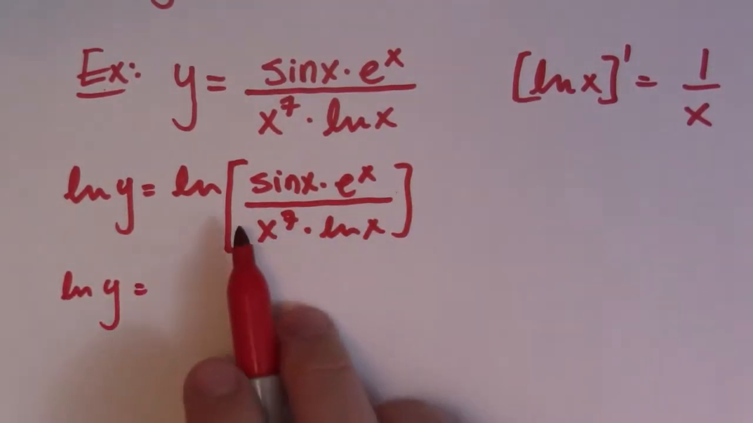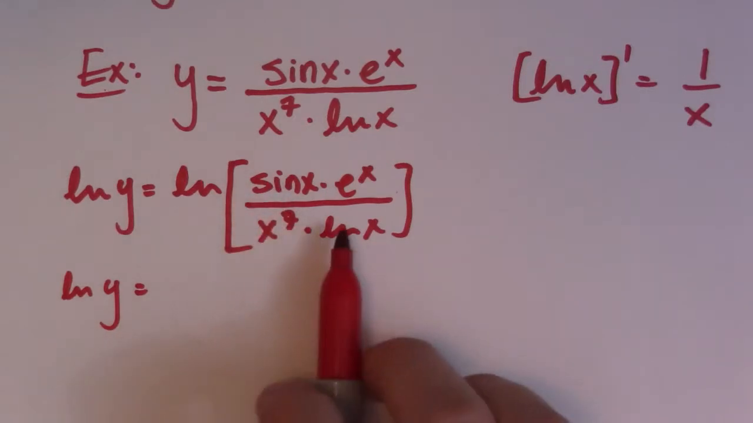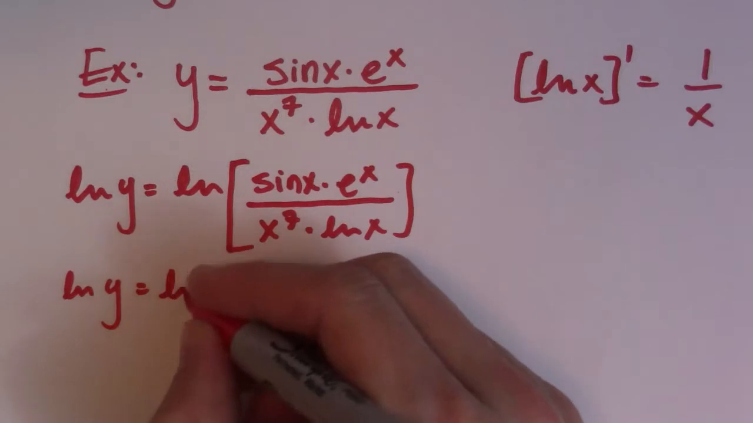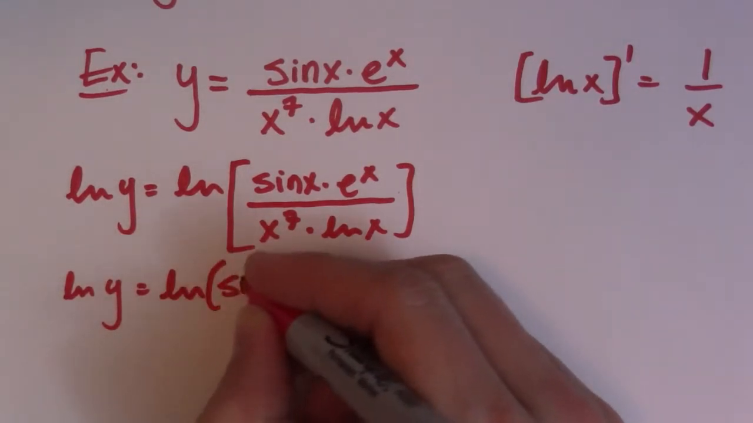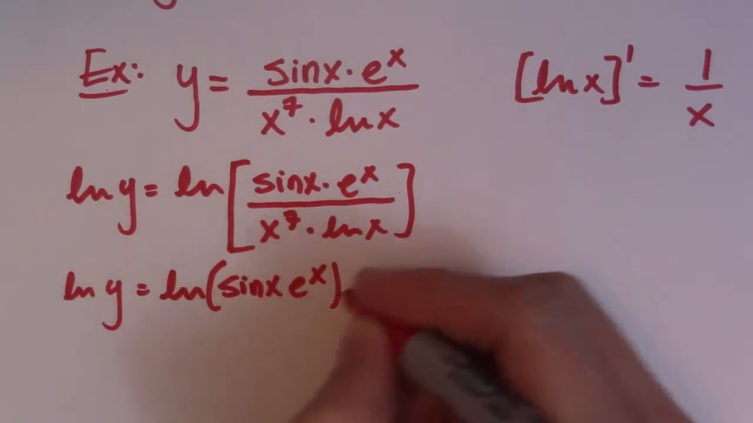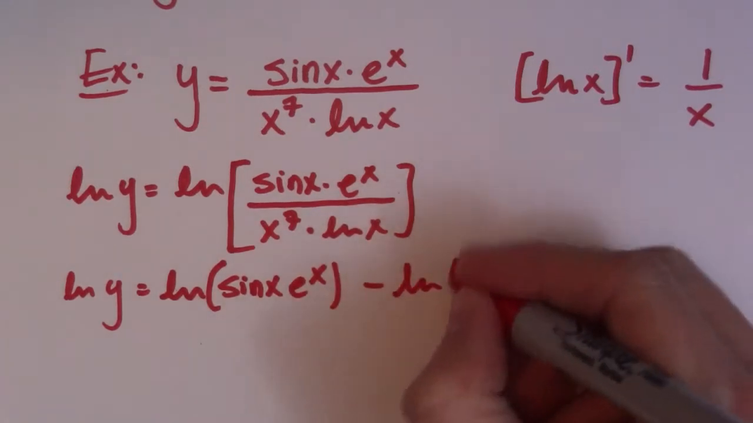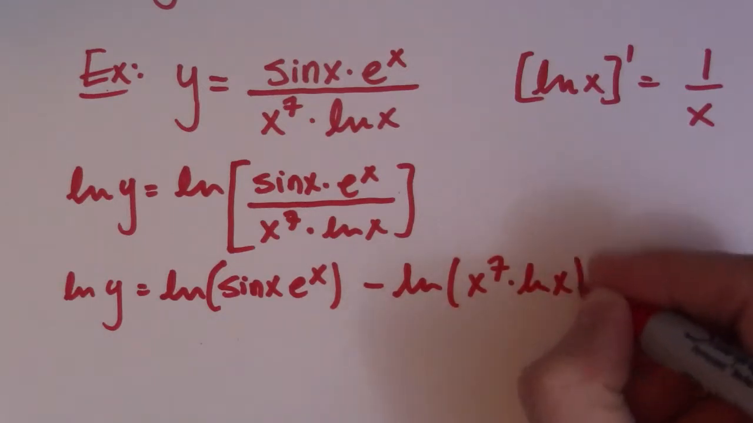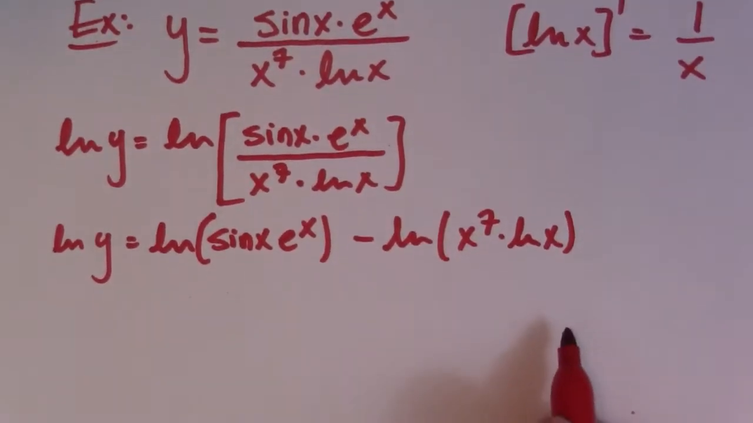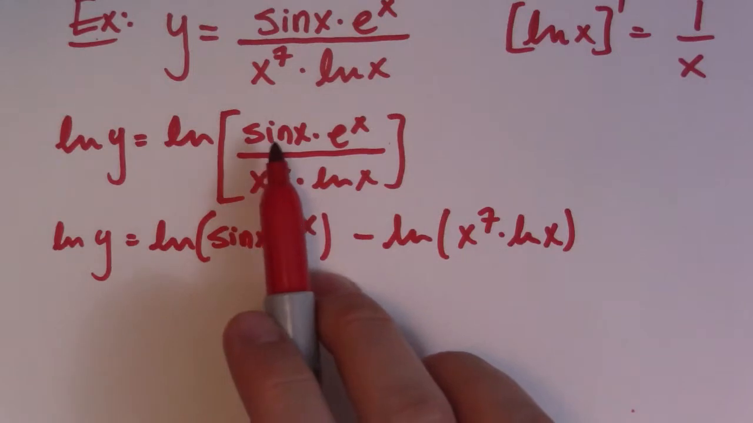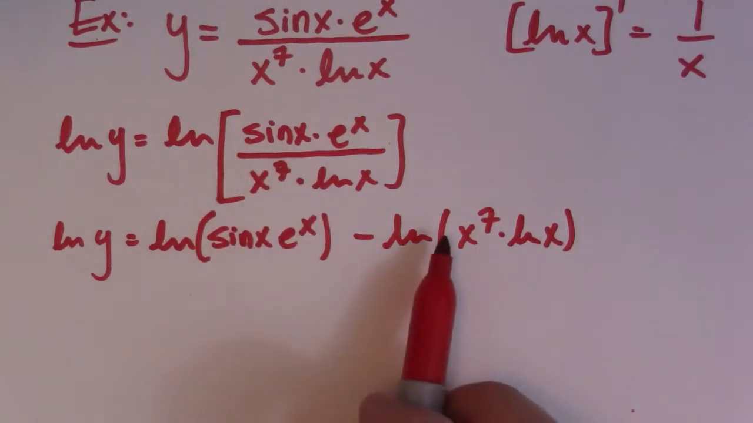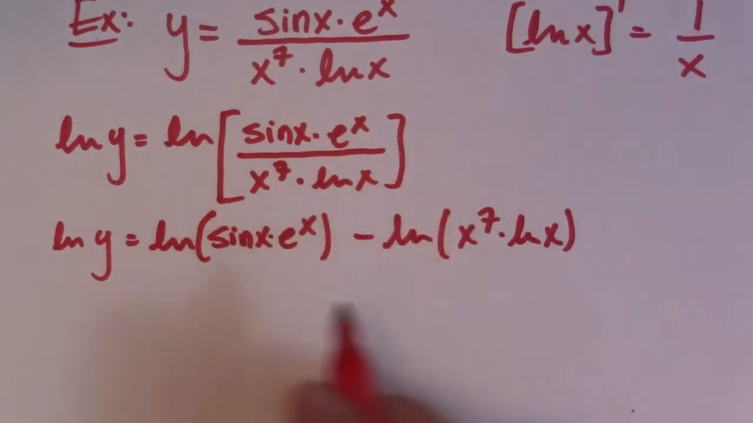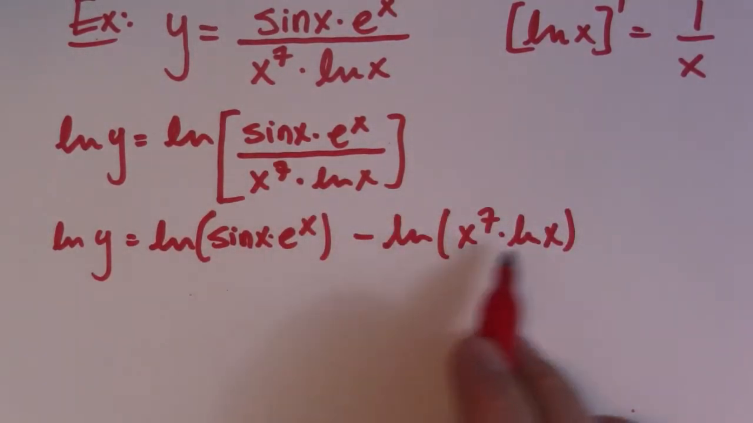The first thing we have to recognize is that when we're dividing things inside a log function, it's the same as subtracting log functions. So that's our first rule. So ln of sine x e to the x minus ln of x to the 7 times ln of x. That's the first thing I do, I use my rule for dividing things inside a log function, so we subtract. And then since we have functions that are multiplied together, we use that rule. When we're multiplying things inside a log function, we add them.